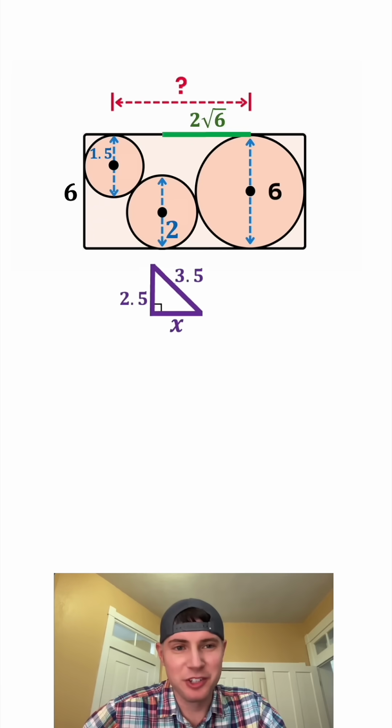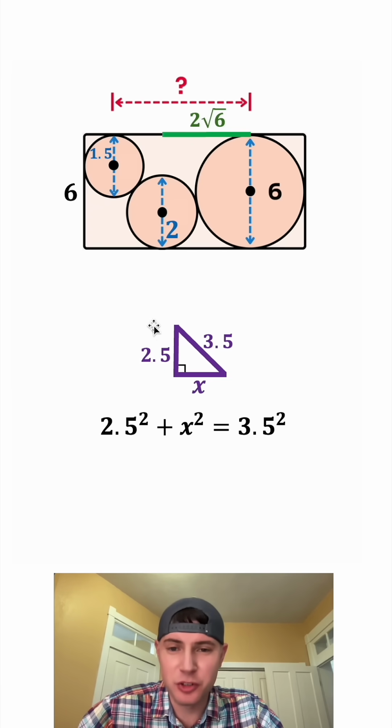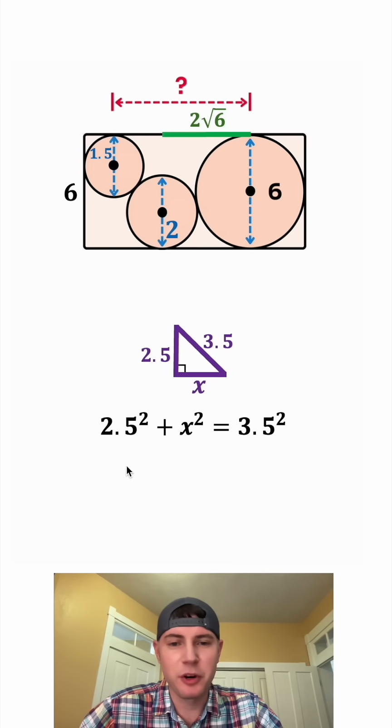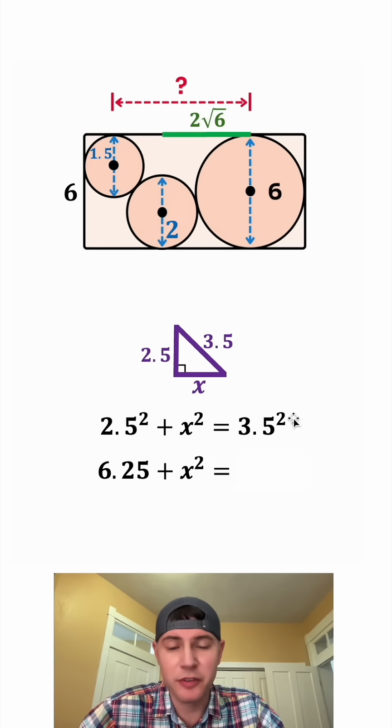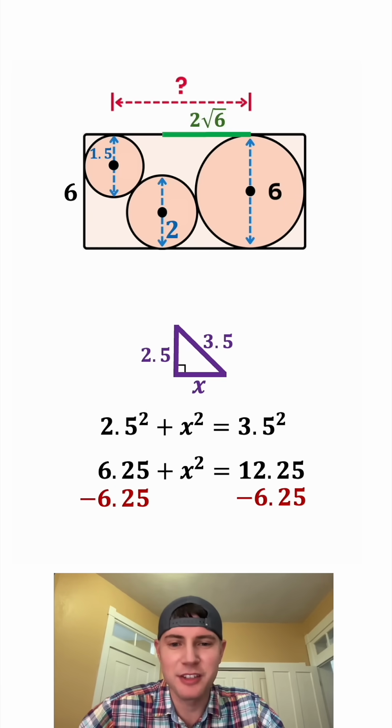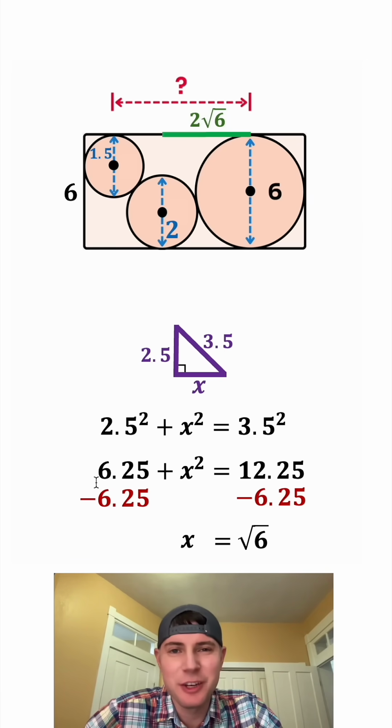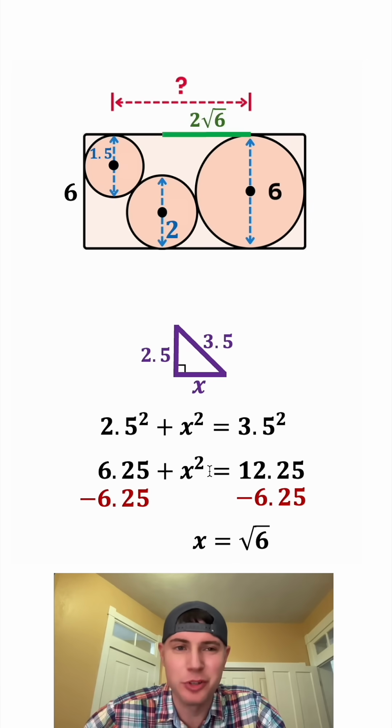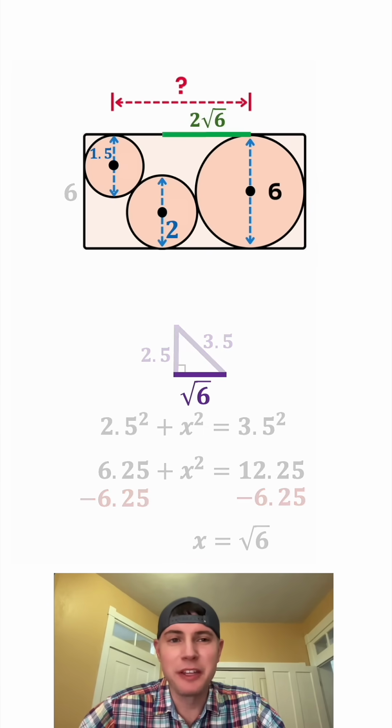And now let's play with this triangle. Pythagorean theorem tells us 2.5 squared plus x squared is equal to 3.5 squared. 2.5 squared is equal to 6.25 plus x squared, and then 3.5 squared is equal to 12.25. We can subtract 6.25 from both sides, and we get x squared is equal to 6. And after we square root both sides, we get x is equal to the square root of 6. That means that our purple distance will be equal to the square root of 6. And we can bring that back up here.